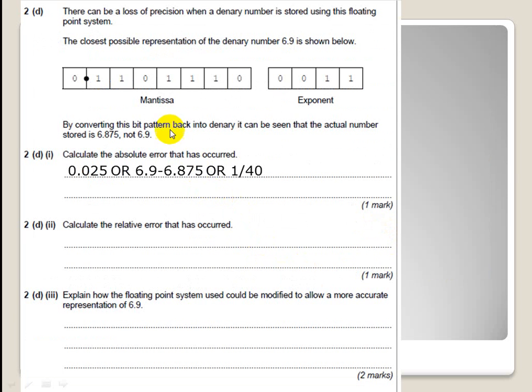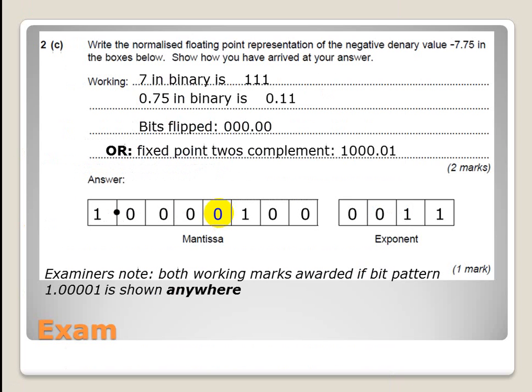Right, last but not least, there can be a loss of precision when a denary number, a decimal, is stored using the floating point system. The closest possible representation of denary number 6.9 is shown below. I will make this into another part because this is a slightly different way of understanding the efficiency or accuracy, precision and range. So accuracy and range that you get within an integer. And we need to talk a bit about unsigned integers as well. So we'll stop it there and just remember that it ended with 2C from the exam.